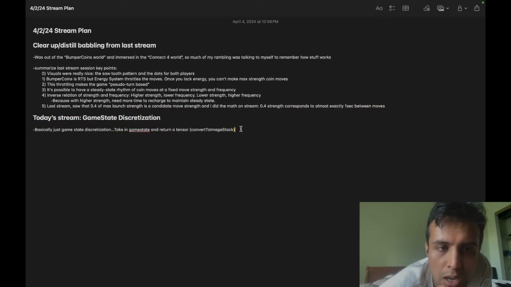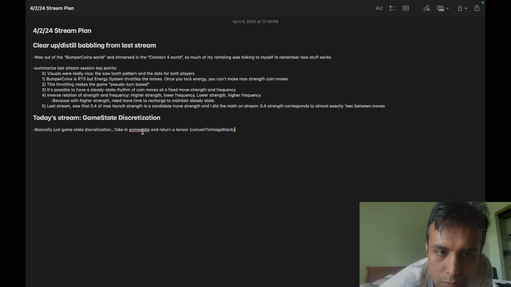At least give a high level discussion about game state discretization, like convert to image stack. Given a game state, for Connect 4 you have two image stacks, an image stack of two image planes, where the top plane is the current player's coin coordinates, a binary 0, 1 entry. The i, jth coordinate is 1 if and only if there is a cell occupied, a coin, at that coordinate by that player.